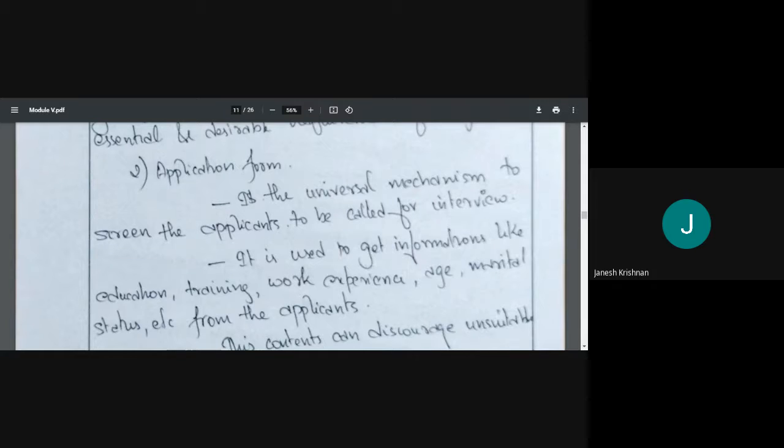Okay, easily they can cut short the number of applicants. Suppose more applicants are applying for a job, they will go for an application form. By studying the application form itself, they can identify the most suitable candidates. Rather than interviewing all 1,000 applicants, by having applicants fill the application forms, they can easily reduce the numbers. It is used to get information like your education, your training, your experience, your age, your marital status, etc.